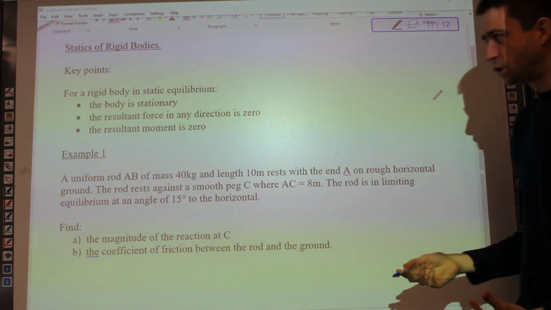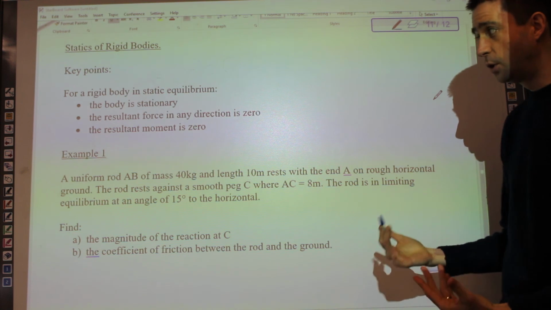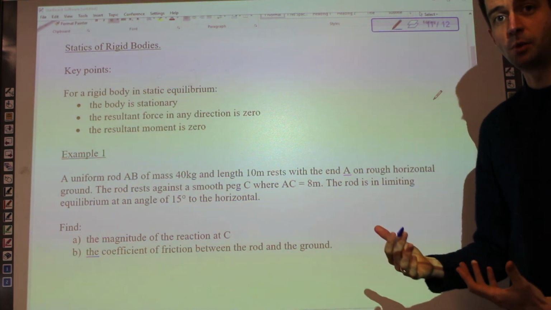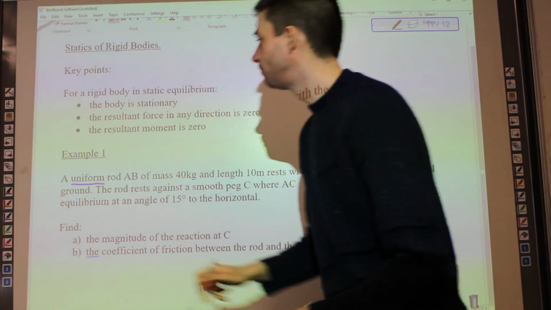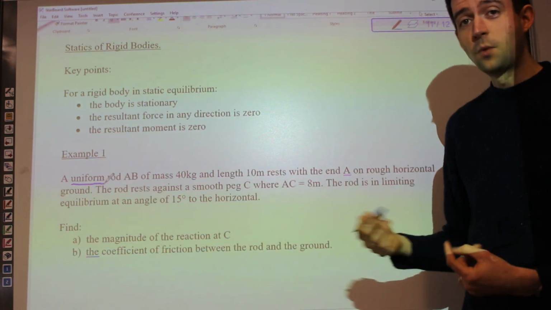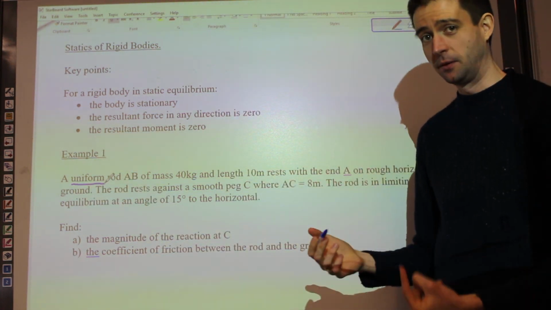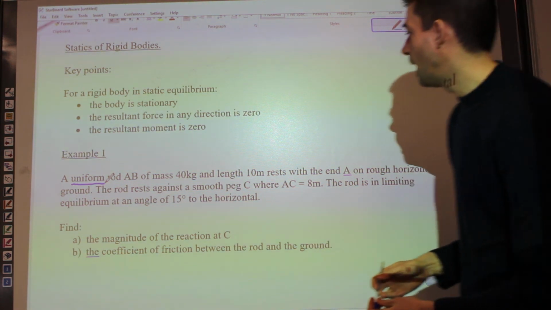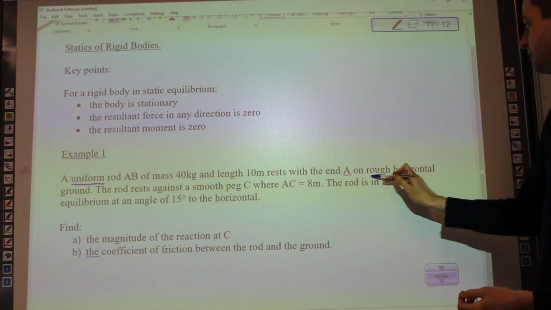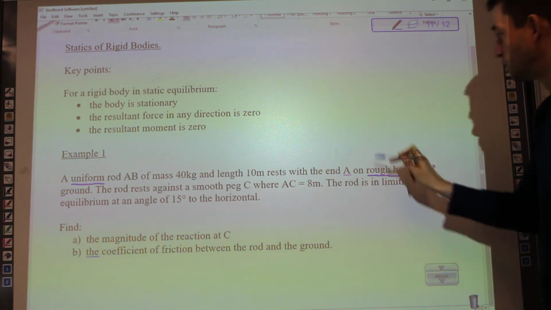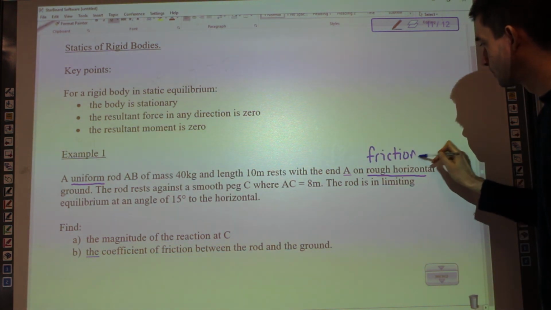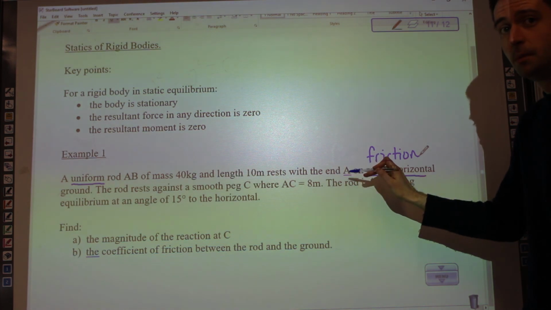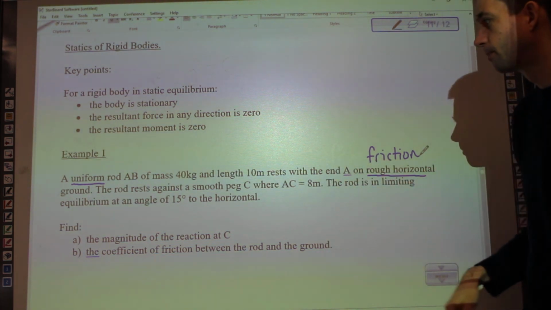We'll just begin by talking about some of the language that's being used and some of the assumptions that we make as a result of that language. The rod is uniform, and what that means is that the weight is going to act at the centre of the rod. We have rough horizontal ground, which means there's going to be friction at the point A between the rod and the ground.